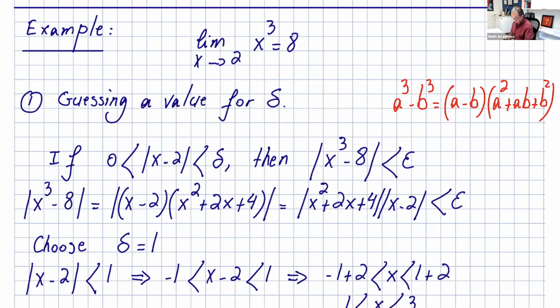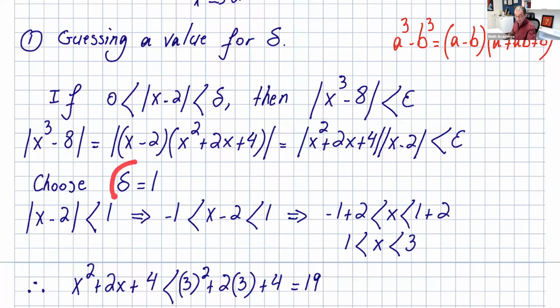Then you can separate them. You can write that as the absolute value of x squared plus 2x plus 4 times the absolute value of x minus 2 less than epsilon. So we need to see what value we can take. What's the maximum value that this takes? So again, this is a polynomial. The best value to pick for polynomials for delta is to choose delta equal to 1, then try to see if that's going to work. The absolute value of x minus 2 is less than 1. Then we know x minus 2 will be a number between -1 and 1. Isolate x, so x will be between 1 and 3.